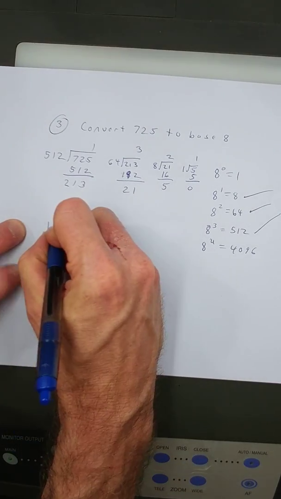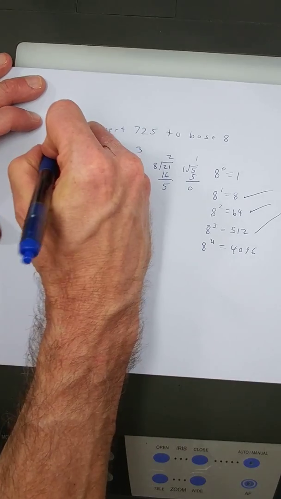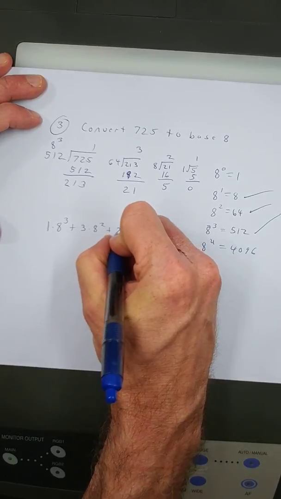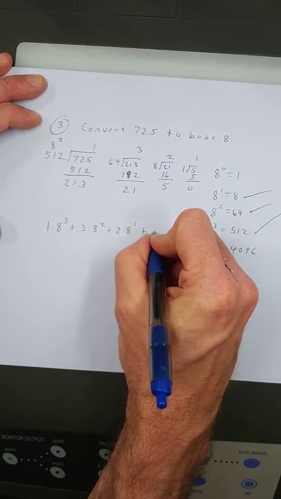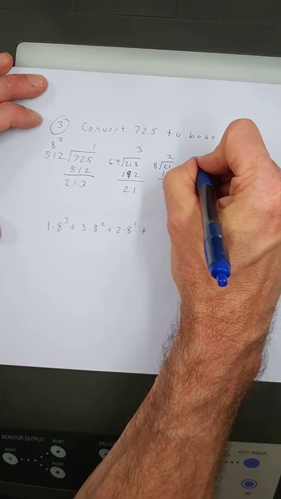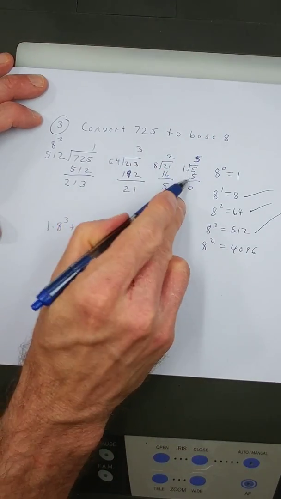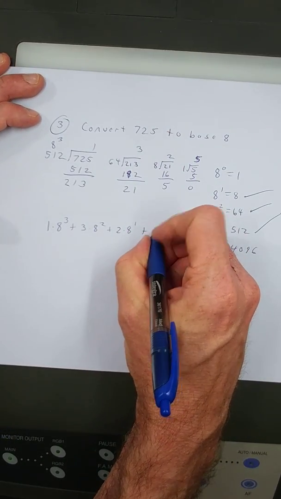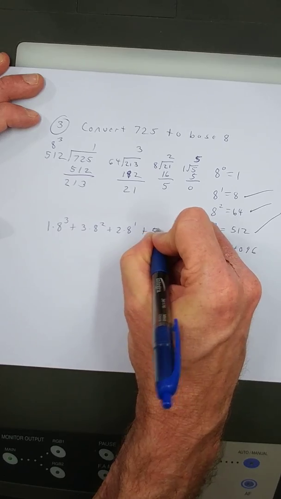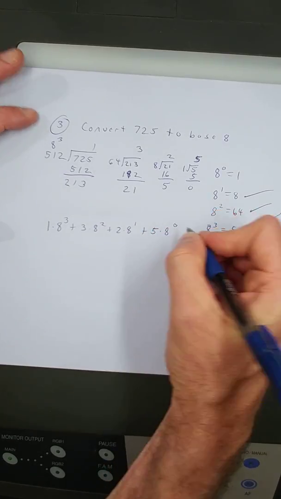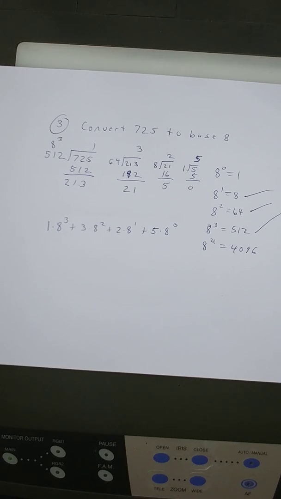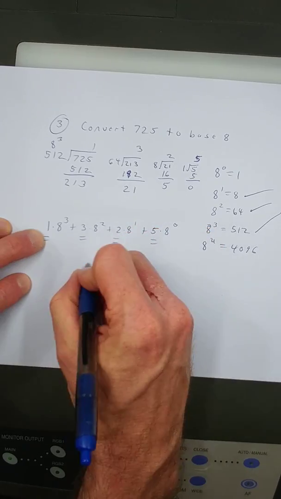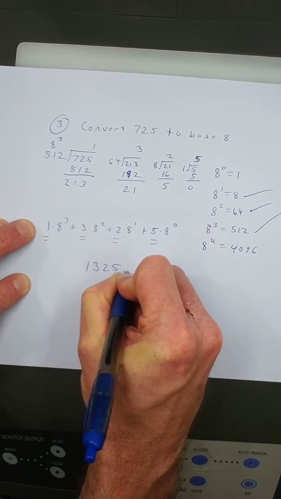So it looks like our expansion will be 1 times 8 cubed, 3 times 8 squared, 2 times 8 to the first, and then actually that number should be 5. Sorry about that. That should be 5 times 8 to the 0. So our base 8 number will be 1, 3, 2, 5, base 8.